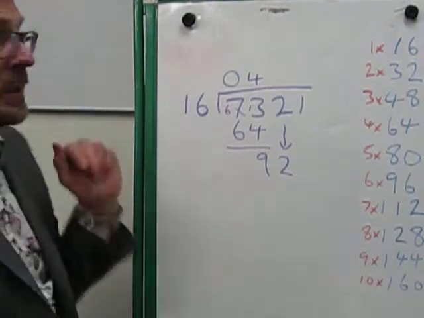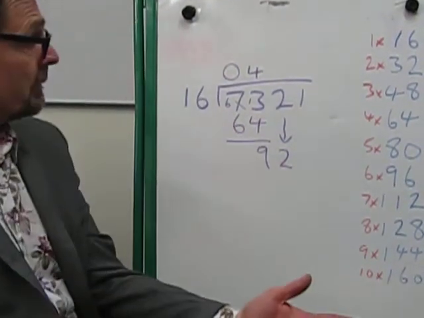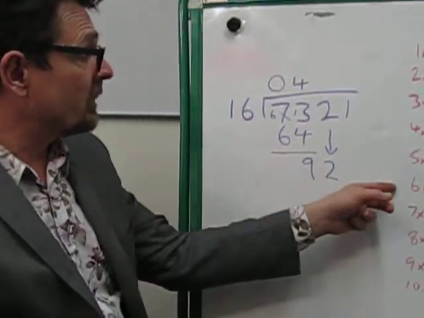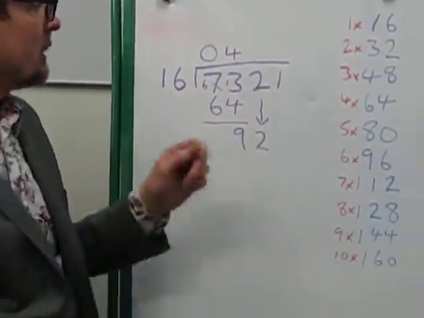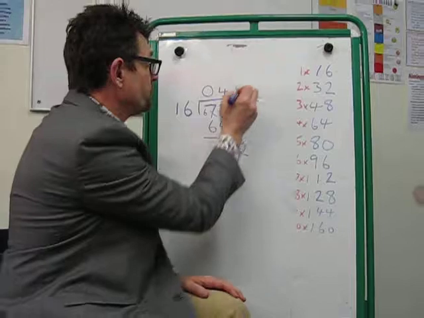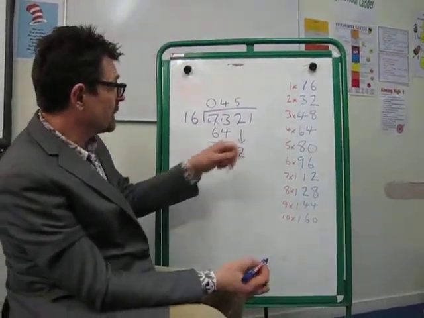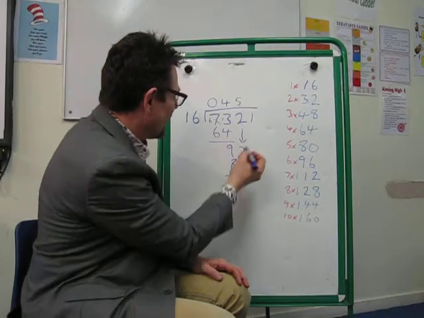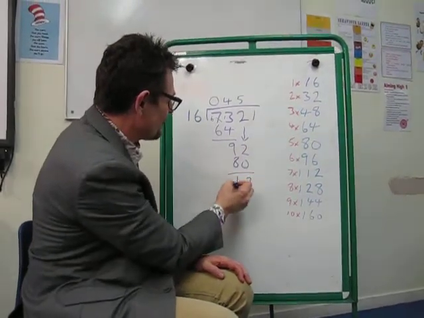I'm going to say, how many 16s are in 92? 5. A bit of hesitation there, but you're correct, 5, because 96 is too high, isn't it? So there's 5, let's write our 5 there. And 5 16s are 80. Oh, well done. You beat me to it. And we have 12 left there.